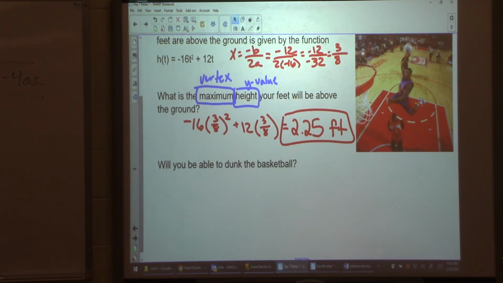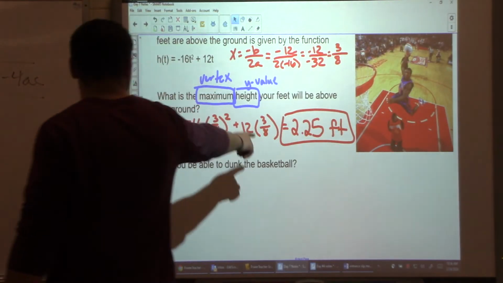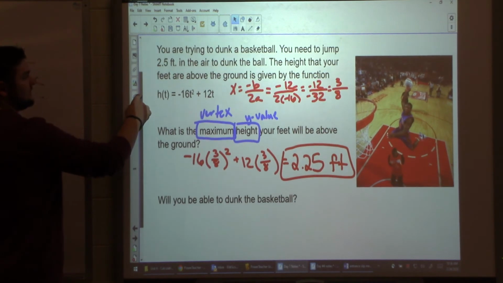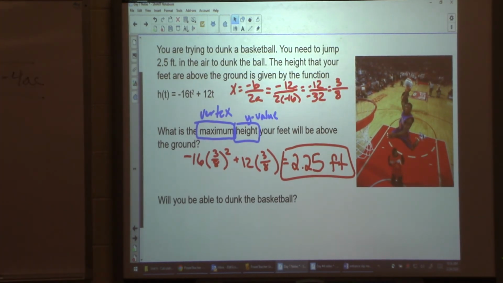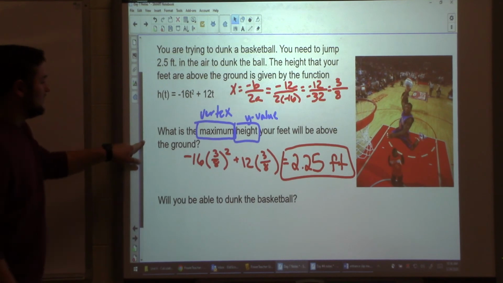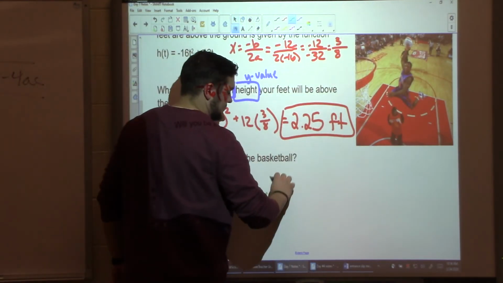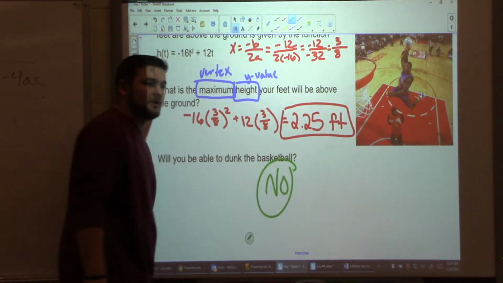Alright, so, Evan, why can't he dunk? Because he only jumped 2.25 feet, he needs to jump a minimum of 2.5 feet. Perfect, right? It tells us he needs to jump 2.5. He can only jump 2.25, so sorry, man. You're not able to dunk. Will he be able to dunk the basketball? No. All done with that one.